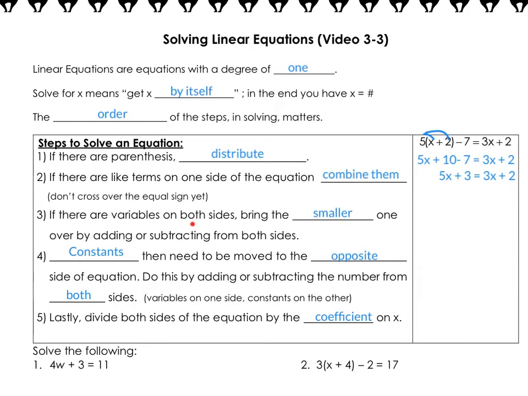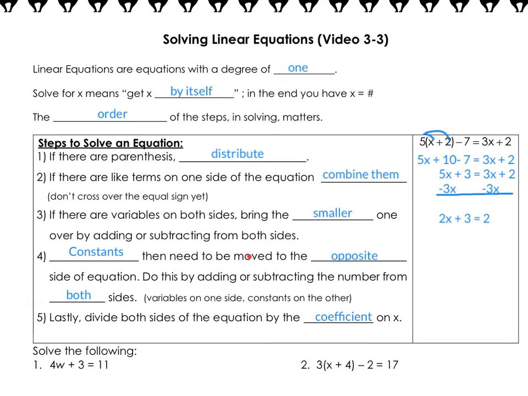Next is if there are variables on both sides, bring the smaller one over by adding or subtracting to both sides. So there are variables on both sides, a 5x and a 3x. 3 is smaller, so I'm going to move that to the left side. So I'm going to subtract 3x. And then if I do that, this will cancel on this side because 3x minus 3x is 0. So I have 5x minus 3x, which is 2x. So I then have 2x plus 3 equals 2.